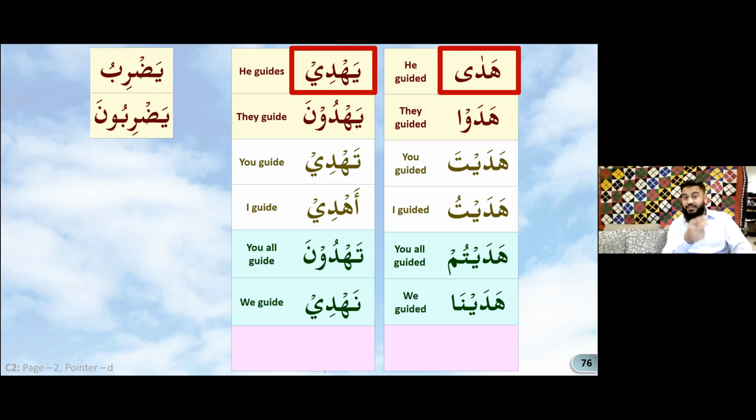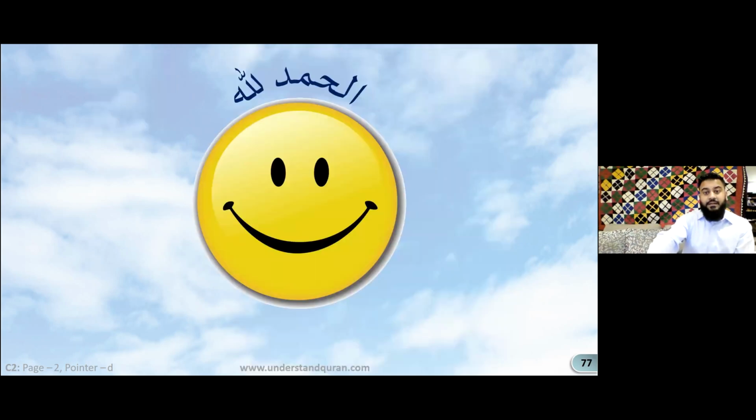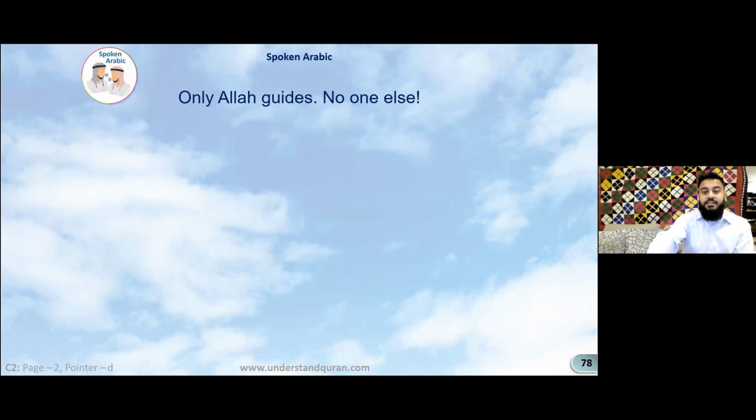How is this following? Remember, you'll see this in the top left. It's following the daraba form. For yadribu, yadribuna. That's why it's yahdi, yahduna. Alhamdulillah. Now, with a little bit of practice, let's go over the mudari form.